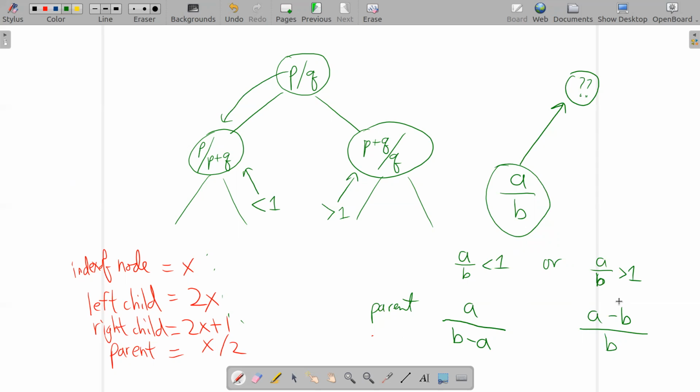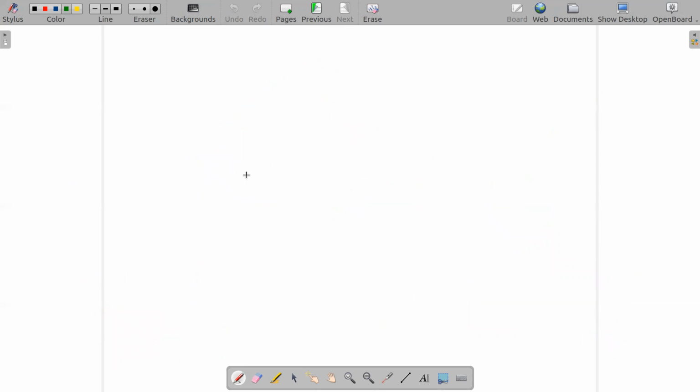Does that make sense? Yep. Okay, so now if that makes sense, what are we going to do now? We're going to do this recursively. So let's start. You give me a number, you give me p over q. What am I going to do?